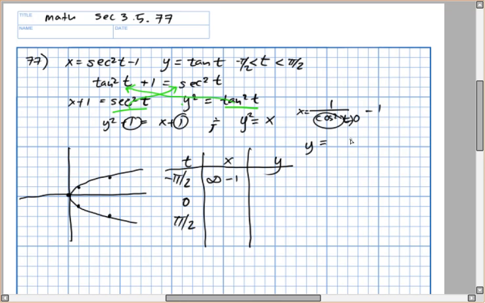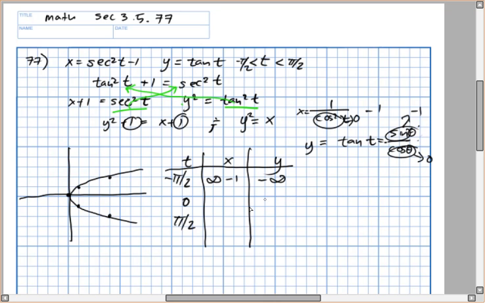Y is going to also approach undefined, which is going to be sine over cosine. Let's take a look at what happens here. Sine is going to be approaching negative 1 at negative pi over 2, and cosine is going to be approaching 0. So what you'll get is a negative number divided by a really, really small positive number. So you're going to get a quantity nearing negative infinity.